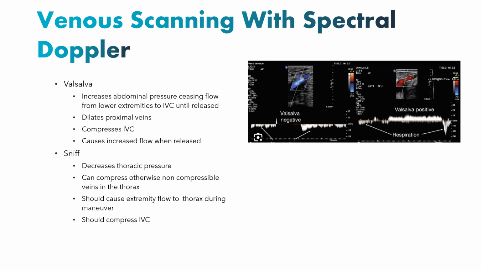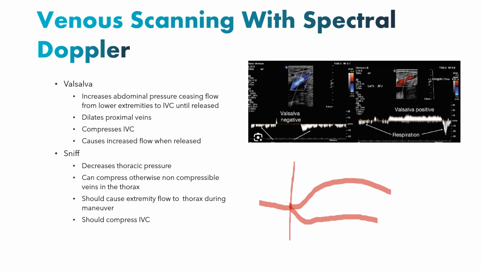Another maneuver that we use frequently is the Valsalva maneuver. This is where you're going to have your patient increase their abdominal pressure. Because the lower extremity veins are leading into the IVC, when we increase that abdominal pressure, it is basically going to collapse those veins and prevent movement through it.